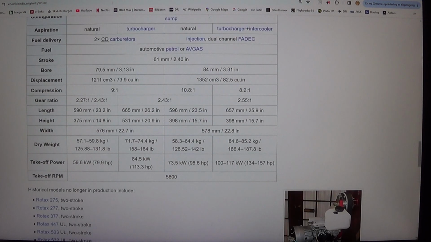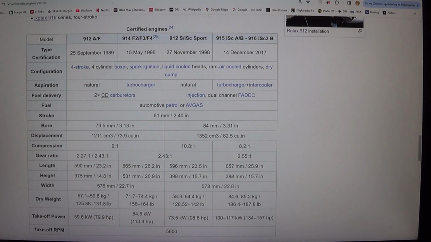Length: 590mm/23.2 in, 665mm/26.2 in, 596mm/23.5 in, 657mm/25.9 inches. Height: 375mm/14.8 in, 531mm/20.9 in, 398mm/15.7 in, 398mm/15.7 inches.